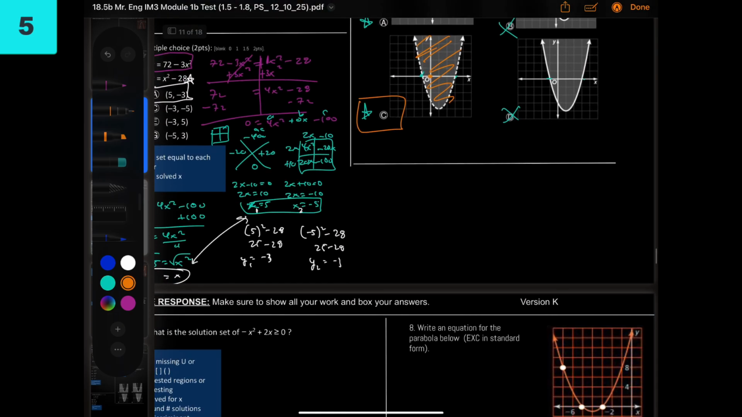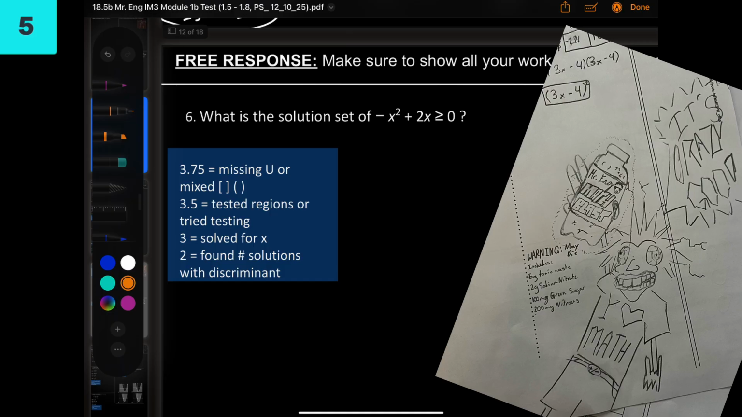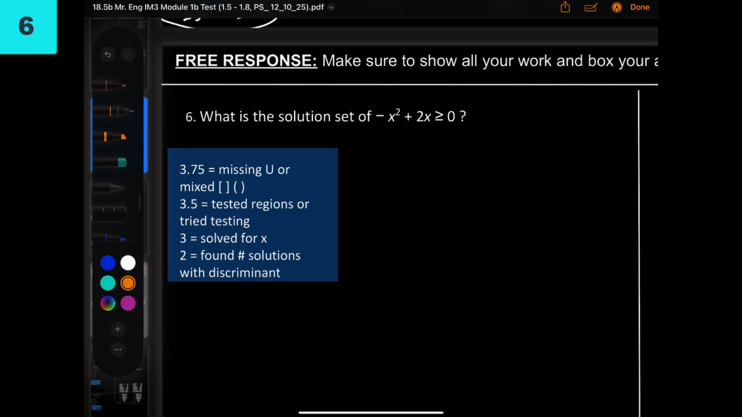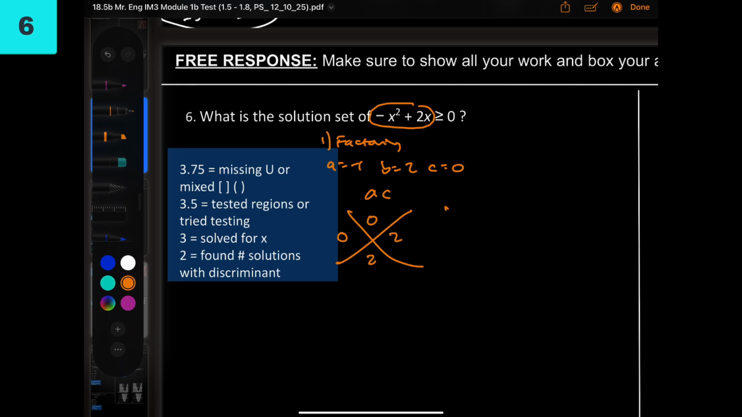Okay, so let's go on to the back side now. Number 6. What is the solution set of negative x squared plus 2x greater than or equal to 0? You can do a couple of things right here. You could try factoring. Let me show you this one by factoring by your x box. And you have to use the x box. Here's the reason why. A is negative 1, B is 2, and your C value is 0. So A times C is 0, your B value is 2, then your two numbers are 0 and 2. But you have to use the box because you have to have negative x squared there.